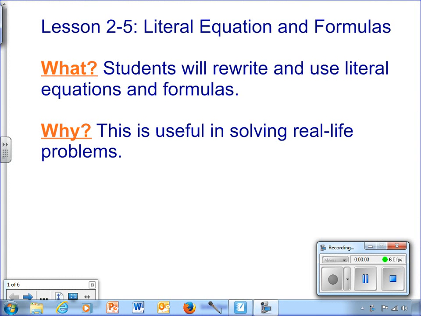Hi, this is Mrs. Doris with Lesson 2-5, Literal Equations and Formulas. Our objective in this lesson is that you will be able to rewrite and use literal equations and formulas. And again, this is important because equations can be used to solve real-life problems.